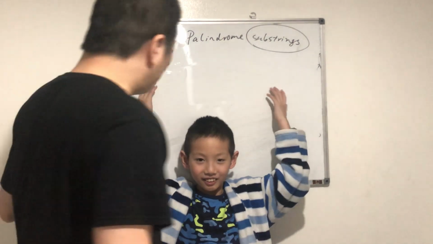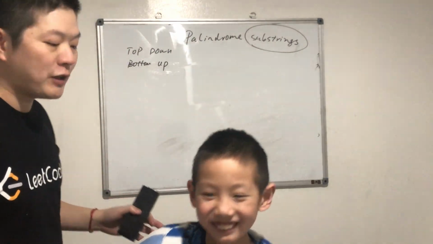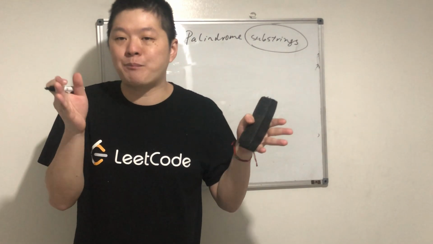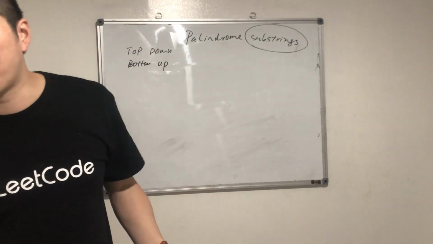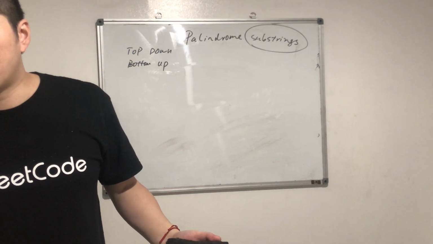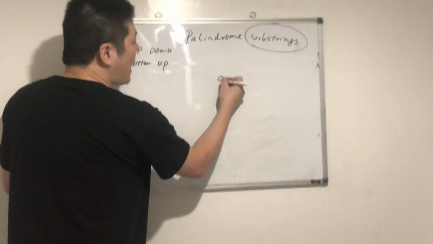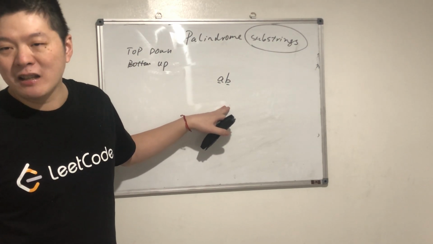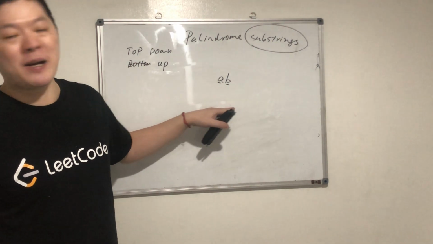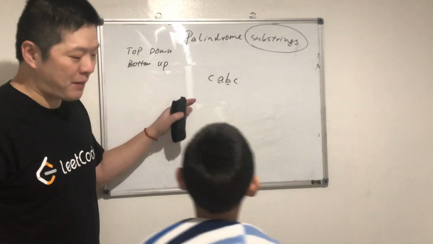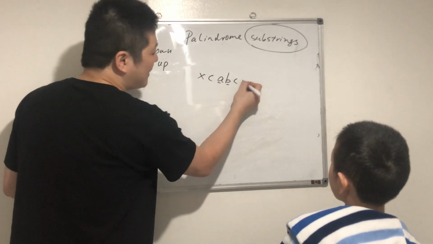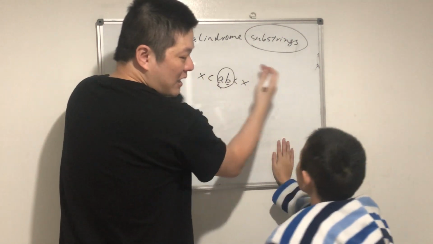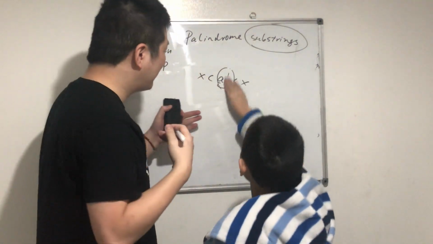Look, Eric, the problem of the previous approach is that we have to check each possible substring to see if it's a palindrome. But sometimes we don't need to check. If AB is not a palindrome, and I put another C around it, is it a palindrome? No. If I put XX, is it a palindrome? No, because the inside is not a palindrome. Whatever letters you put around it doesn't make it a palindrome.